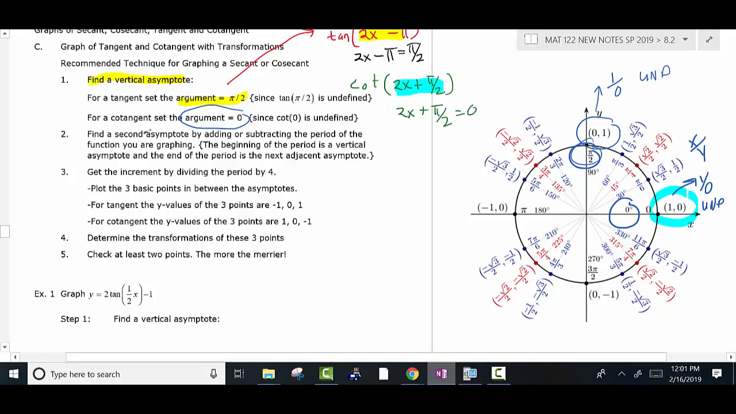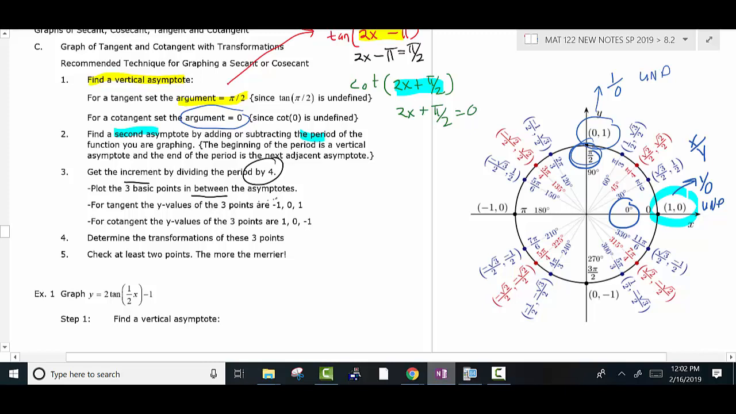Okay, then what I recommend you do is find a second asymptote. What you do is just add the period, or you can subtract the period to get on the other side of that. So once you figure out the period, you get your first asymptote from step 1, then you get another asymptote by step 2, then it's pretty easy to figure out the rest. Okay, after you figure out the period, you want to get the increment by dividing the period by 4 like we've been doing. Then you plot the 3 basic points in between the asymptotes.